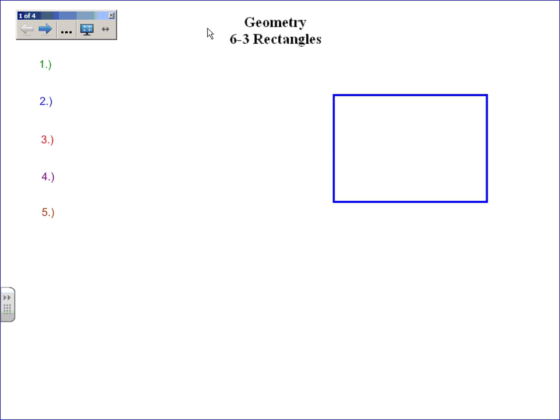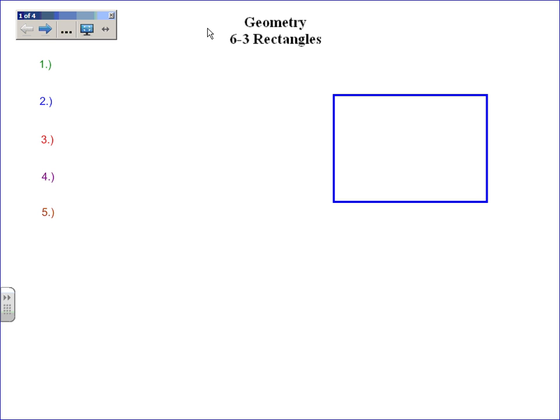And now what we're going to do is go one more step and talk about a very particular type of parallelogram. I'm going to give you these 5 properties today, and the key is to find out what is new for a rectangle, and what is basically just saying it's a parallelogram.